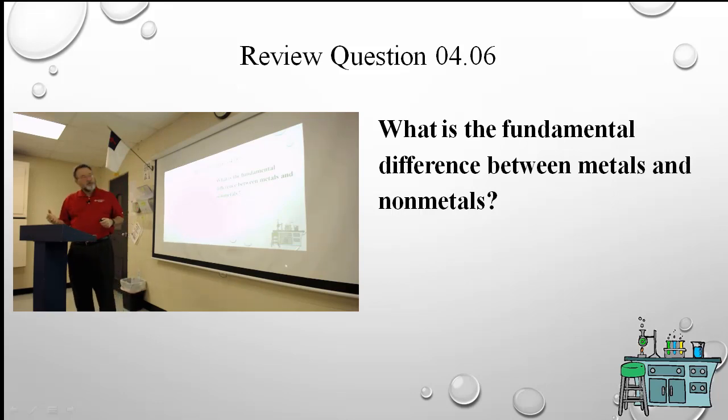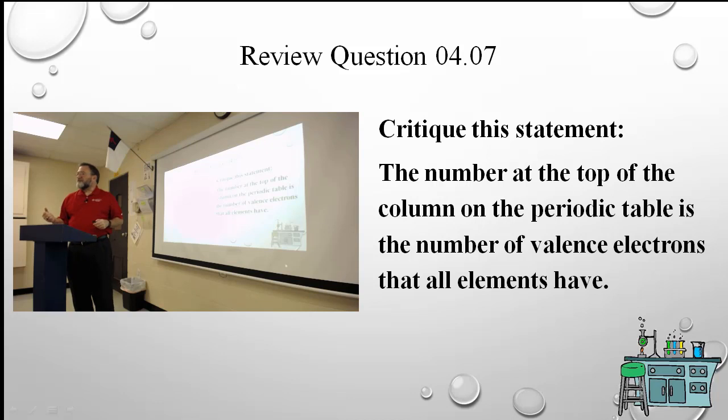All right. Number 7. So pass. Critique this statement. The number at the top of the column of the periodic table is the number of valence electrons that all elements have. Is this true or false? And if it's false, why? I was kind of confused by this one, so I just put that it was correct.